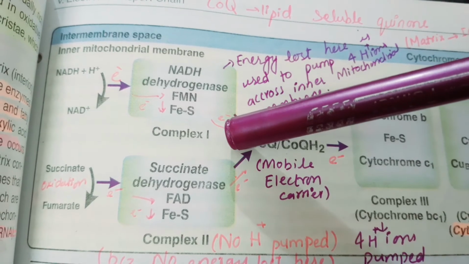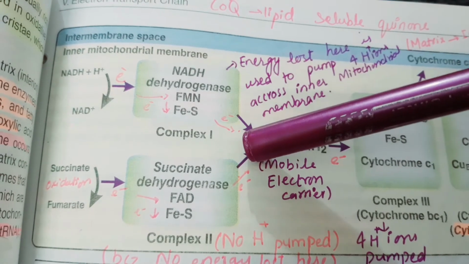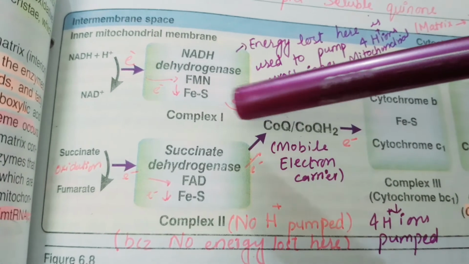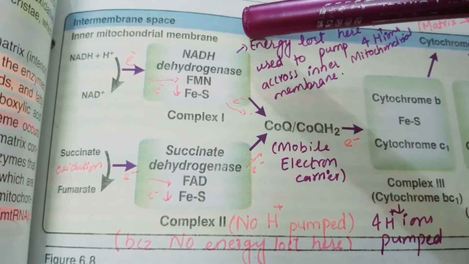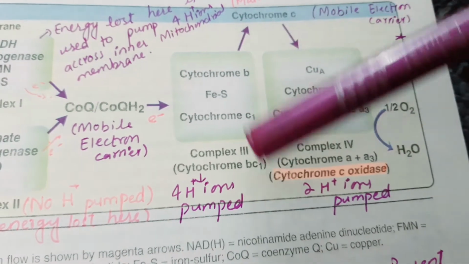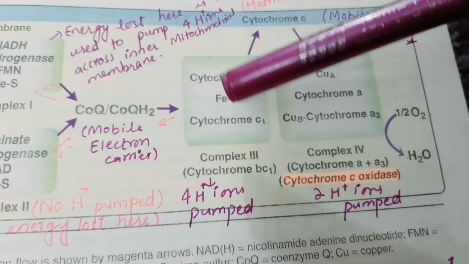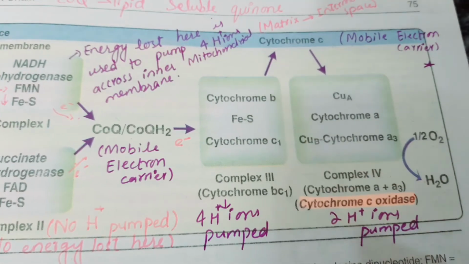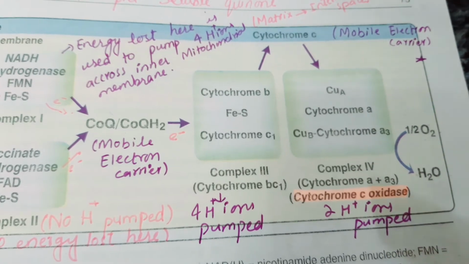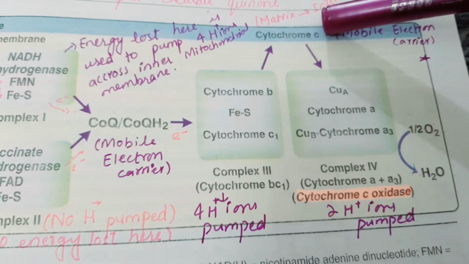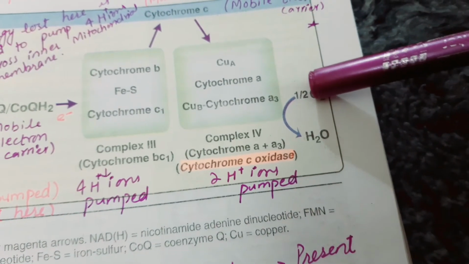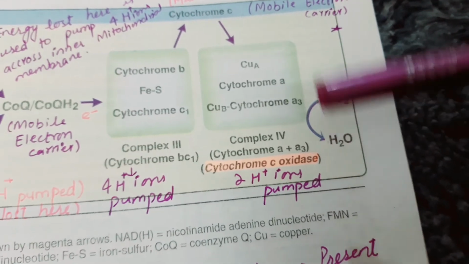This energy is used to pump hydrogen ions from the mitochondrial matrix across the inner mitochondrial membrane into the intermembrane space. At complex 1, 4 hydrogen ions are pumped across the inner mitochondrial membrane, and at complex 3, 4 hydrogen ions are pumped across the inner mitochondrial membrane from the mitochondrial matrix into the intermembrane space, and across complex 4, 2 hydrogen ions are pumped from the mitochondrial matrix across the inner mitochondrial membrane into the intermembrane space. Then electrons finally reach the oxygen atom, and oxygen is reduced to a water molecule.